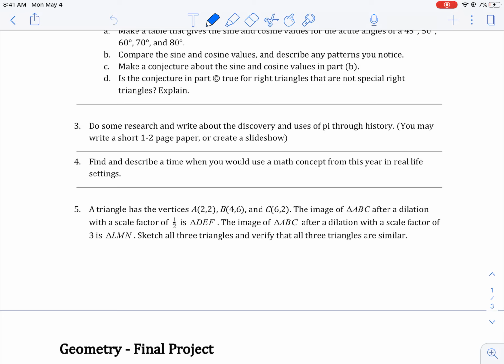Number 4 is to find and describe a time when you would use a math concept from this year in real life settings. I guarantee there are some. If you do this, send me a picture of it, or you can describe it to me. Just make sure you're answering completely.